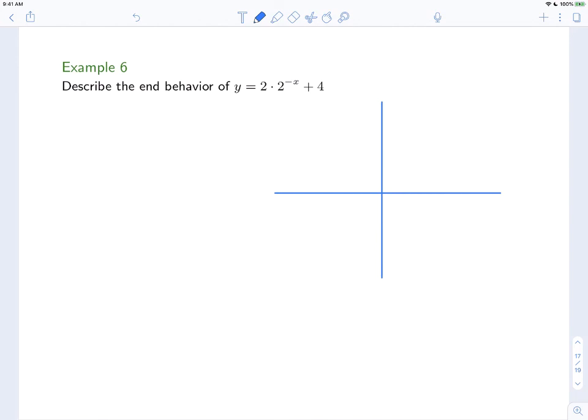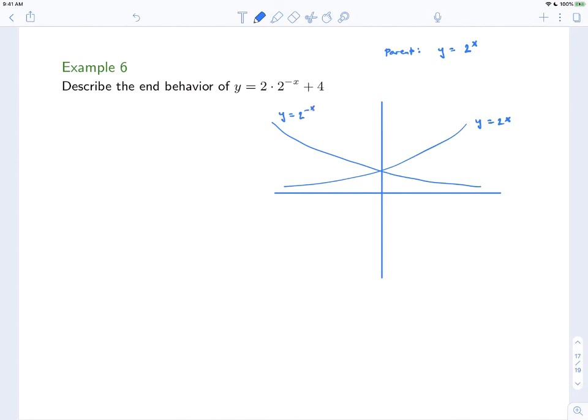So the first thing to do is to graph the parent function. Now, the parent function in this case is y equals 2 to the x, which is something like this. Now this is 2 to the negative x, so that means we need to reflect it. So it's going to end up being like that. Well, let me just try a little bit harder, like that. So this one is y equals 2 to the negative x.